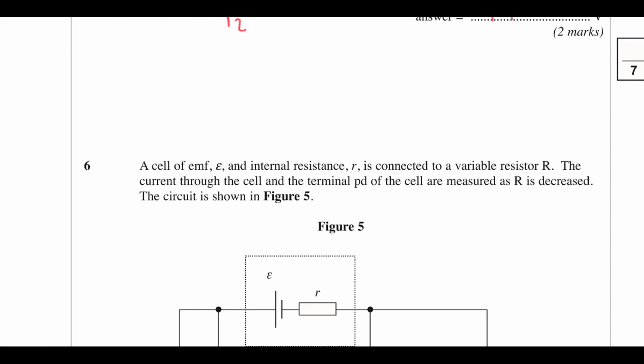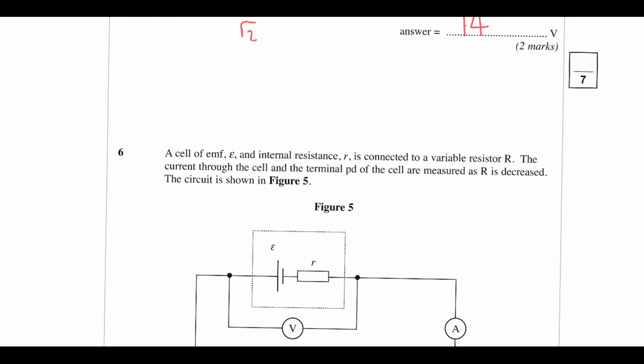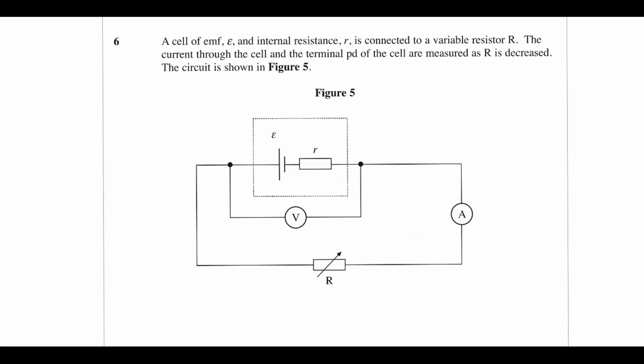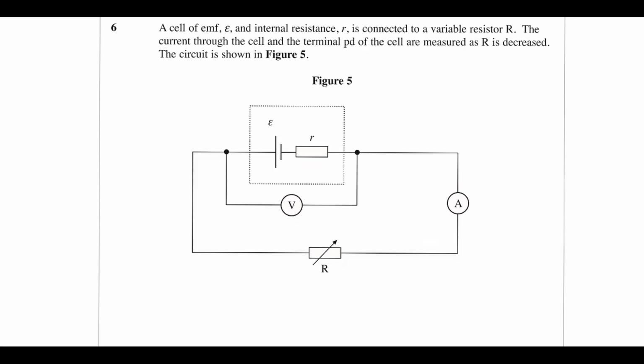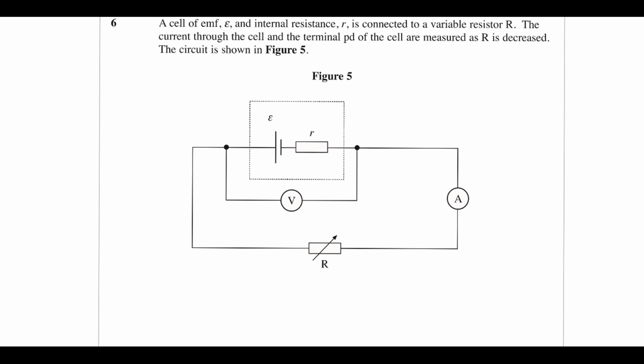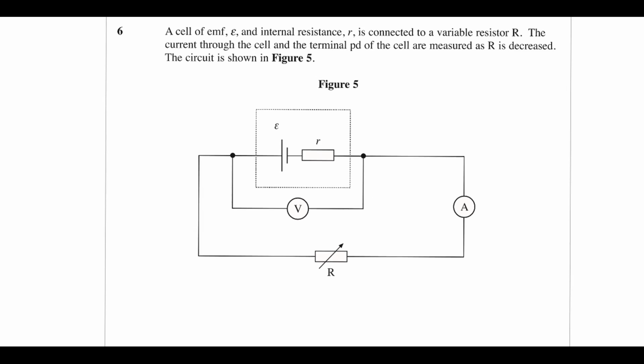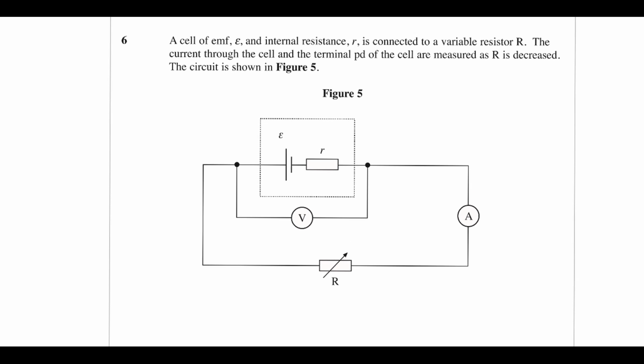So moving on to look at some DC stuff. We've got a cell of EMF that's given. We've got internal resistance of r, and we're connected to a variable resistor R. So this is essentially the internal resistance experiment. The current through the cell and terminal potential difference are measured as R is decreased. So if you decrease the external resistance, current's going to increase, and that's going to change the terminal PD. Okay, so let's get to the actual question.